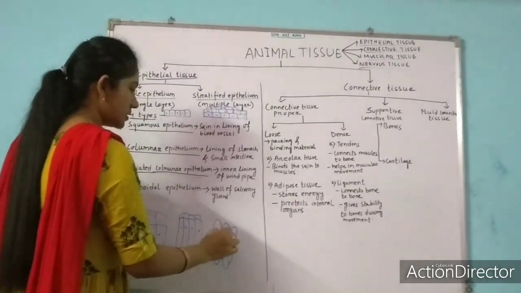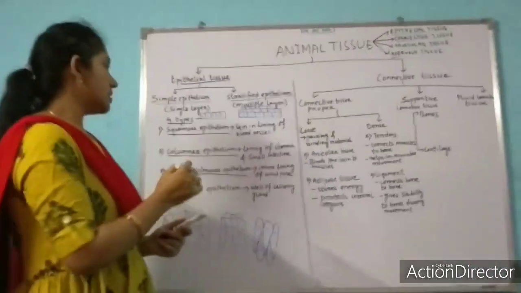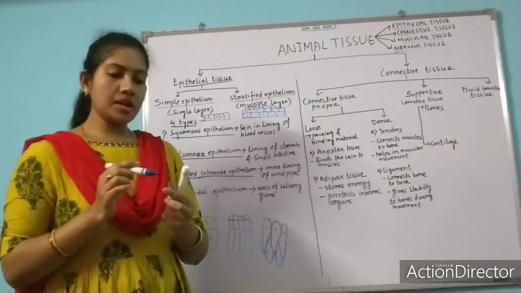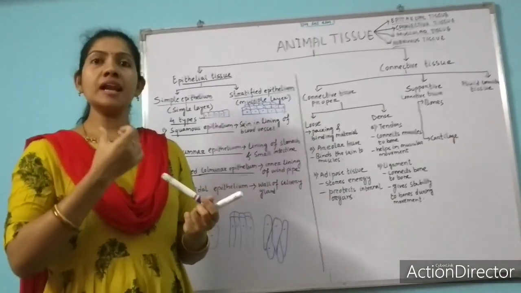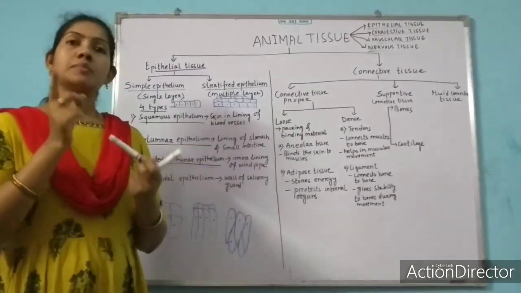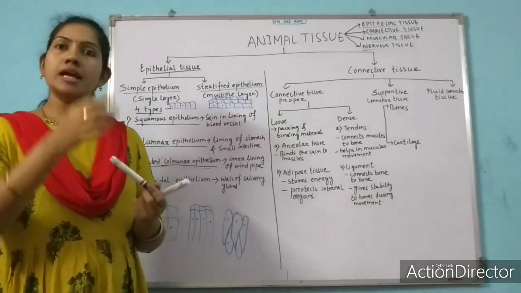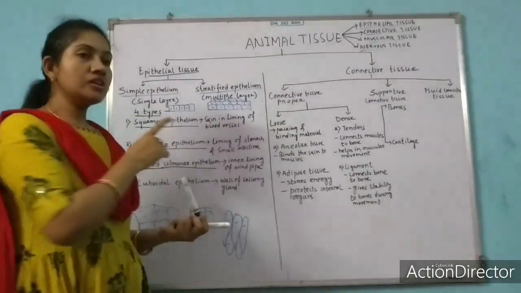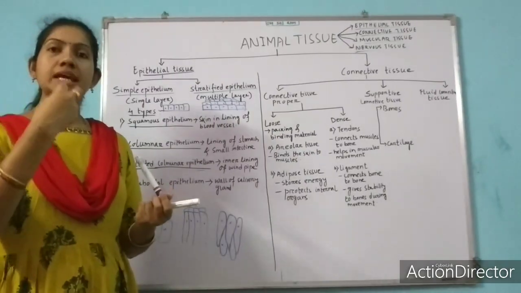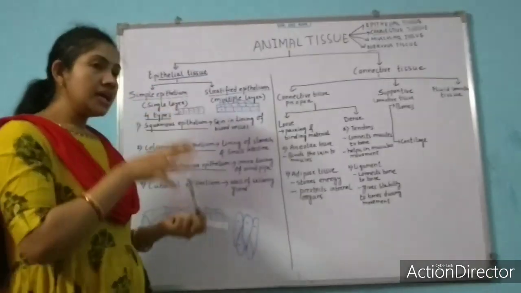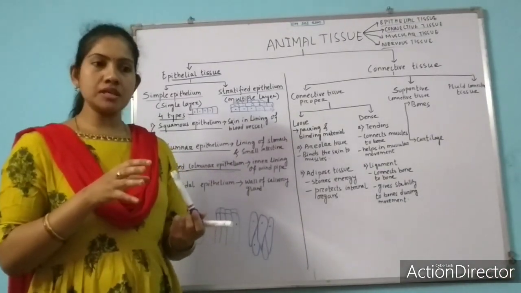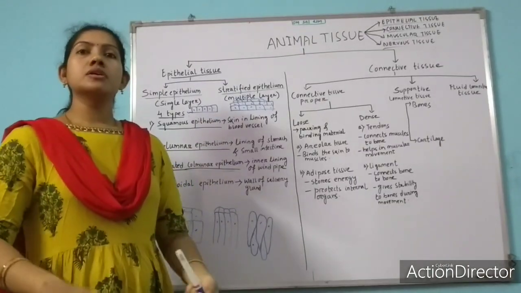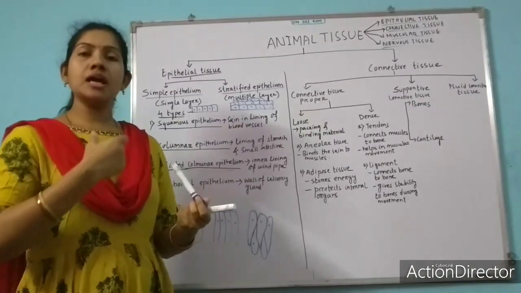These ciliated columnar epithelium are present in the inner lining of the windpipe. As I said, epithelial tissue always forms the lining. It may be the outer lining, it may be the inner lining. So ciliated columnar epitheliums are present towards the inner lining of the windpipe, and the main function of ciliated columnar epithelium is that it helps the air pass smoothly towards the body through the windpipe.